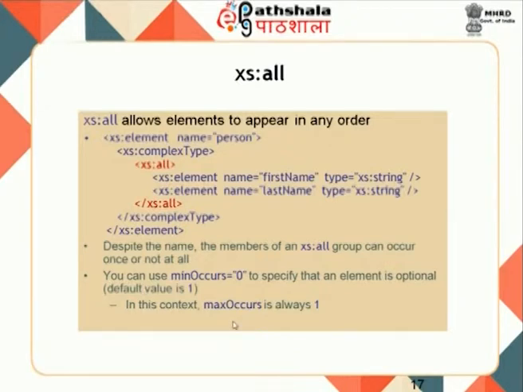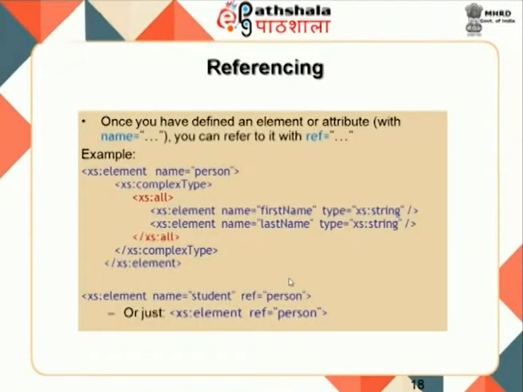So here you can put a restriction, say that you can use a keyword like minOccurs equal to 0 to specify that the element is optional, but the default value is 1, all the elements should appear. And in this context, the maximum occurs is always once, is always 1. Now similarly, you can also use referencing in the XML element.